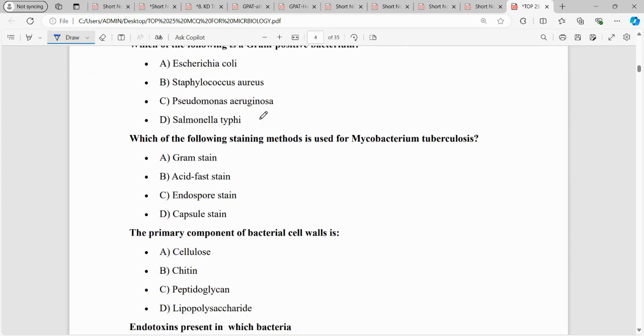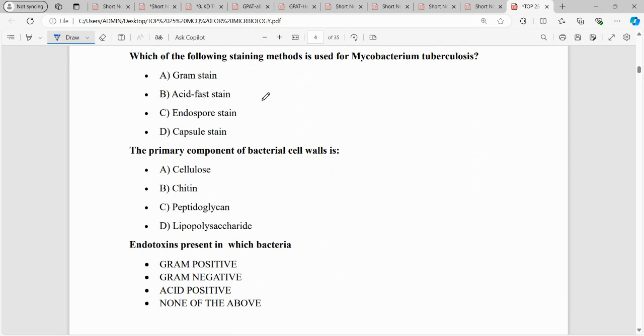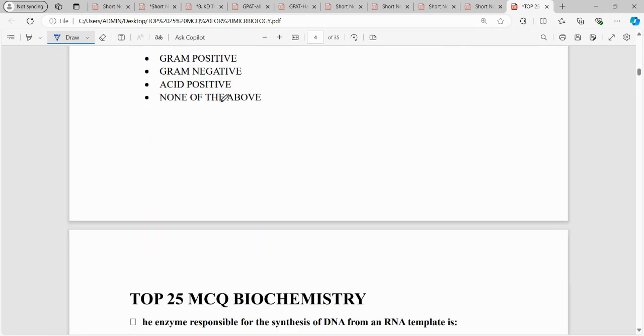Then, which of the following is a gram positive bacteria? So E. coli is gram negative, Pseudomonas is gram negative, Salmonella typhi is gram negative. So the right answer is Staphylococcus aureus. Moving on, which of the following is used for Mycobacterium tuberculosis? Acid fast staining, I've already mentioned. We have Fontana staining for spirochete bacteria. We have Indian ink staining for capsule and all. So similarly, the right answer is acid fast staining.